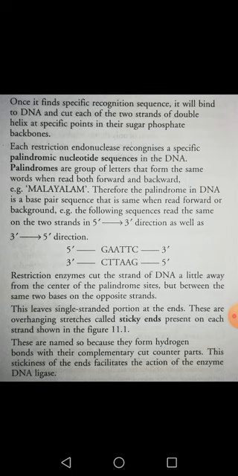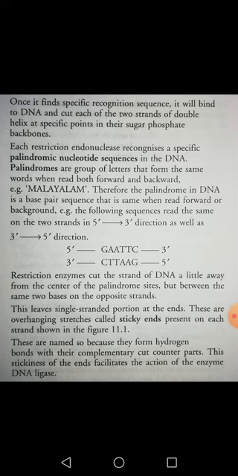So it is mentioned here, once it finds the specific recognition sequence, it will bind to the DNA and cut each of the two strands of the double helix at specific points in their sugar phosphate backbones. Now I already told you that each restriction endonuclease recognizes a specific palindromic nucleotide sequence in the DNA. And now what are palindromes?